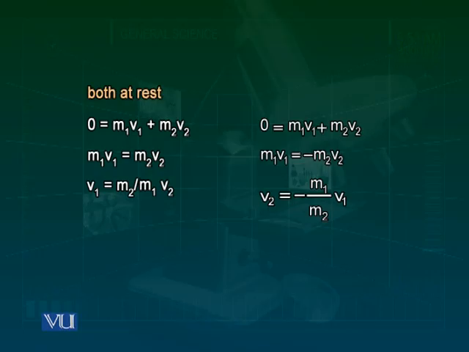Very simply, the minus sign tells us that they are vectors in opposite directions. Therefore, if the bullet is moving in one direction, the gun has to, of course, move in the opposite direction. By rearranging, we can very simply find out the velocities. The velocity v1 is going to be minus m2 over m1 into v2, and v2 is going to be minus m1 over m2 into v1, again in the opposite direction. So basically, we can then find out how the gun will recoil.